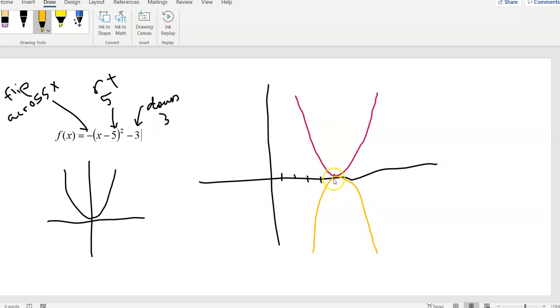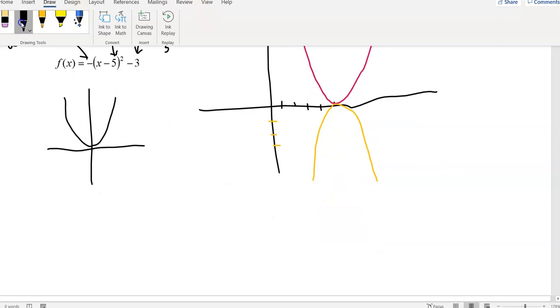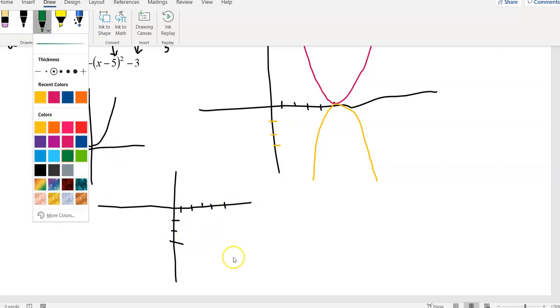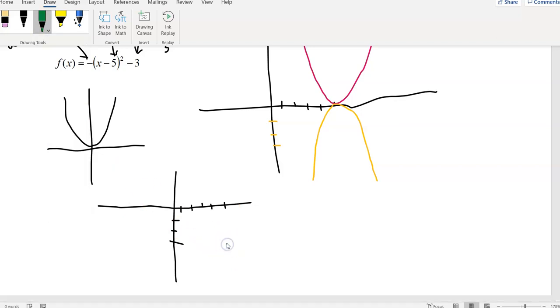So it was starting right here at 5, 0. Now it's going to move down 3 places. And so when I redraw this graph, I want it to start down here. So let me actually make the grid like this. All right, so we're over 5 places. And we're down 3 now. And so my new graph is going to start right there. Still upside down though. And it will look like that.